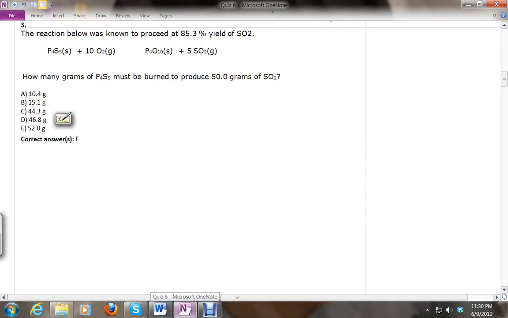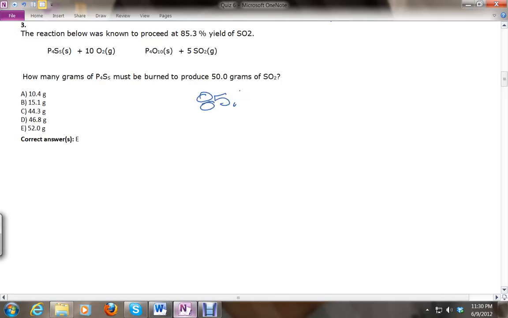Let's keep on going with this one. The reaction below is known to proceed at 85% yield of SO2. Be careful here, because they're not asking for the yield. They're giving you the percentage of yield. But why are they giving you the percentage of yield? What are they asking for?